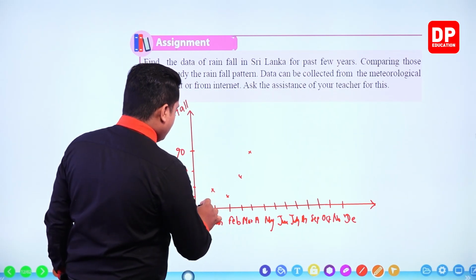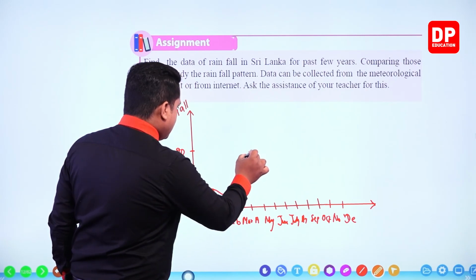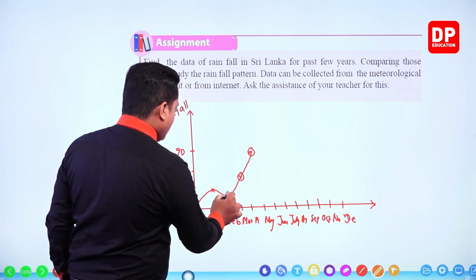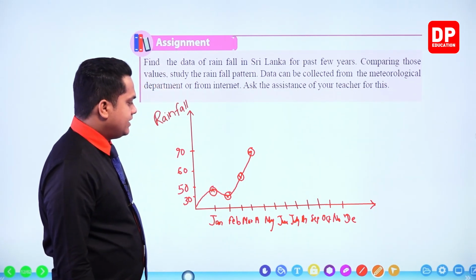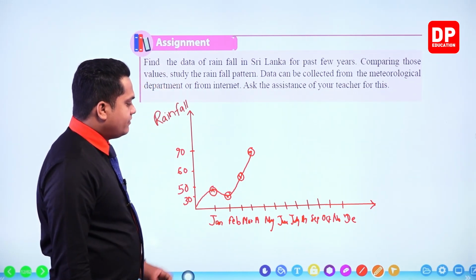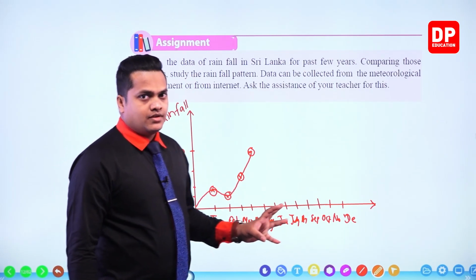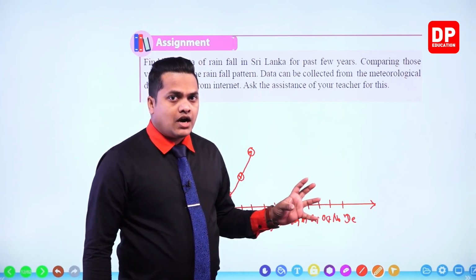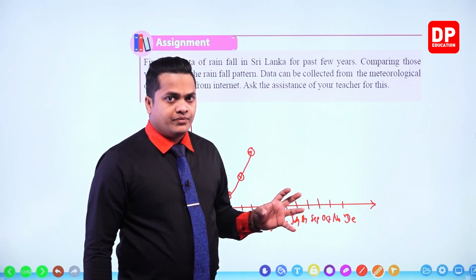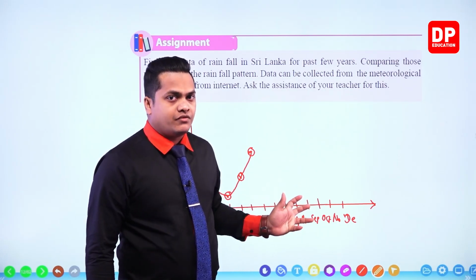Okay. So finally what you have to do? You join these lines and get a certain graph. By looking at the graph, you can get a certain idea. By looking at the graph, my dear children, you can get a certain idea on which month we have the highest rainfall. Which of the month that we have the highest amount of rainfall.